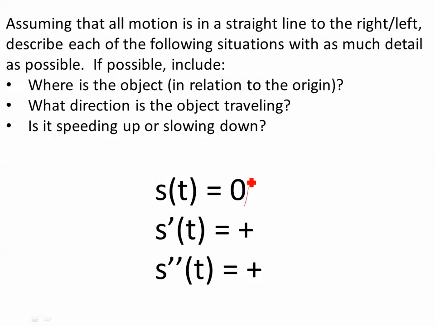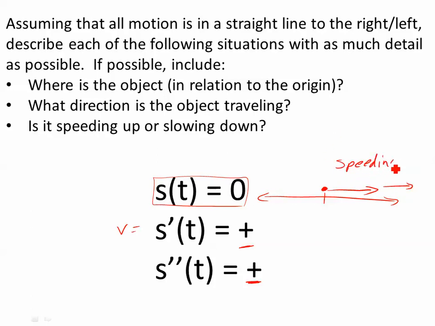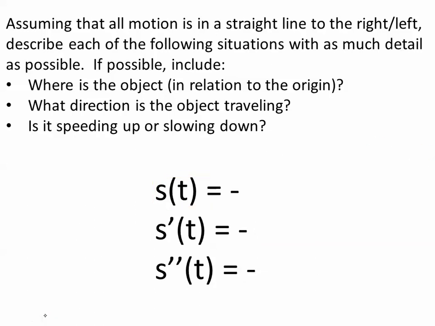So here we go, s of t is 0, so that means I am here at 0. s prime of t is positive, that is velocity. If velocity is positive, that means I'm moving to the right. Now, s double prime of t is also positive. If the acceleration is positive, that means the velocity is becoming more positive. So if it's positive now and becoming more positive, that means that I am speeding up. Right? Okay.